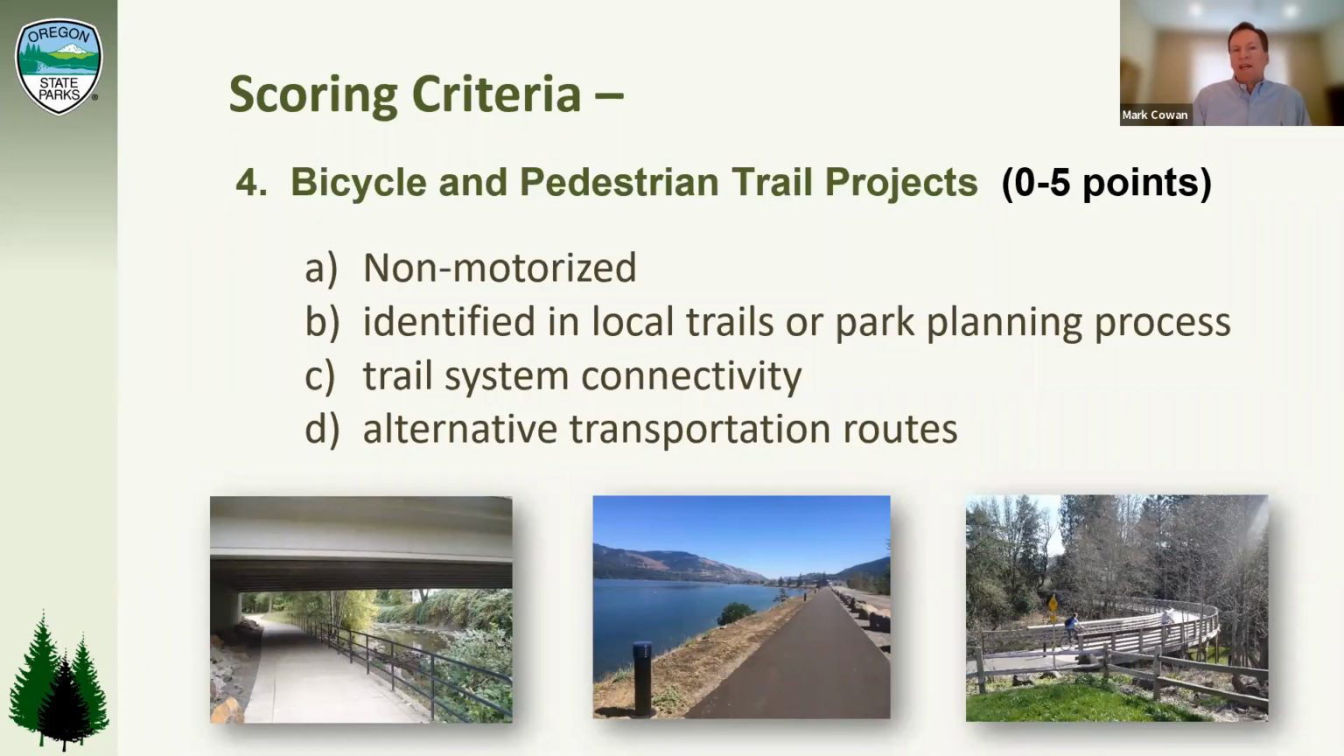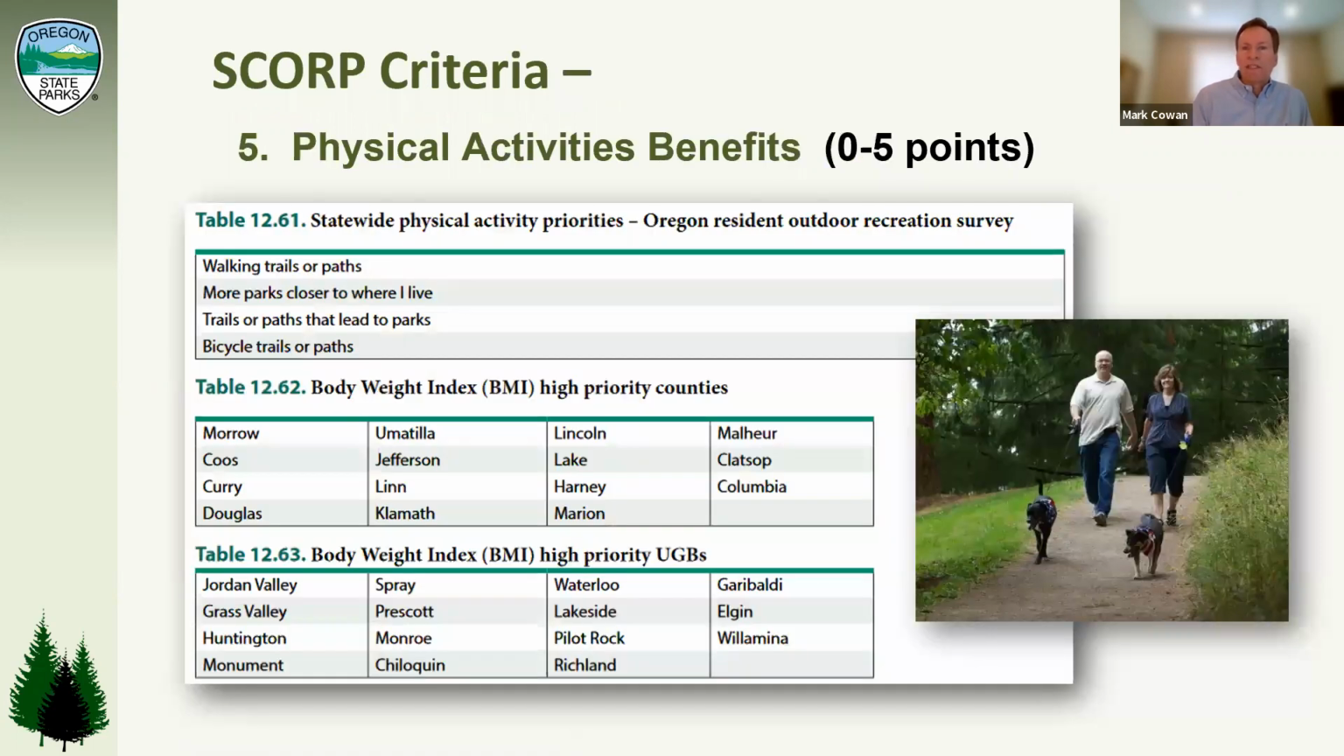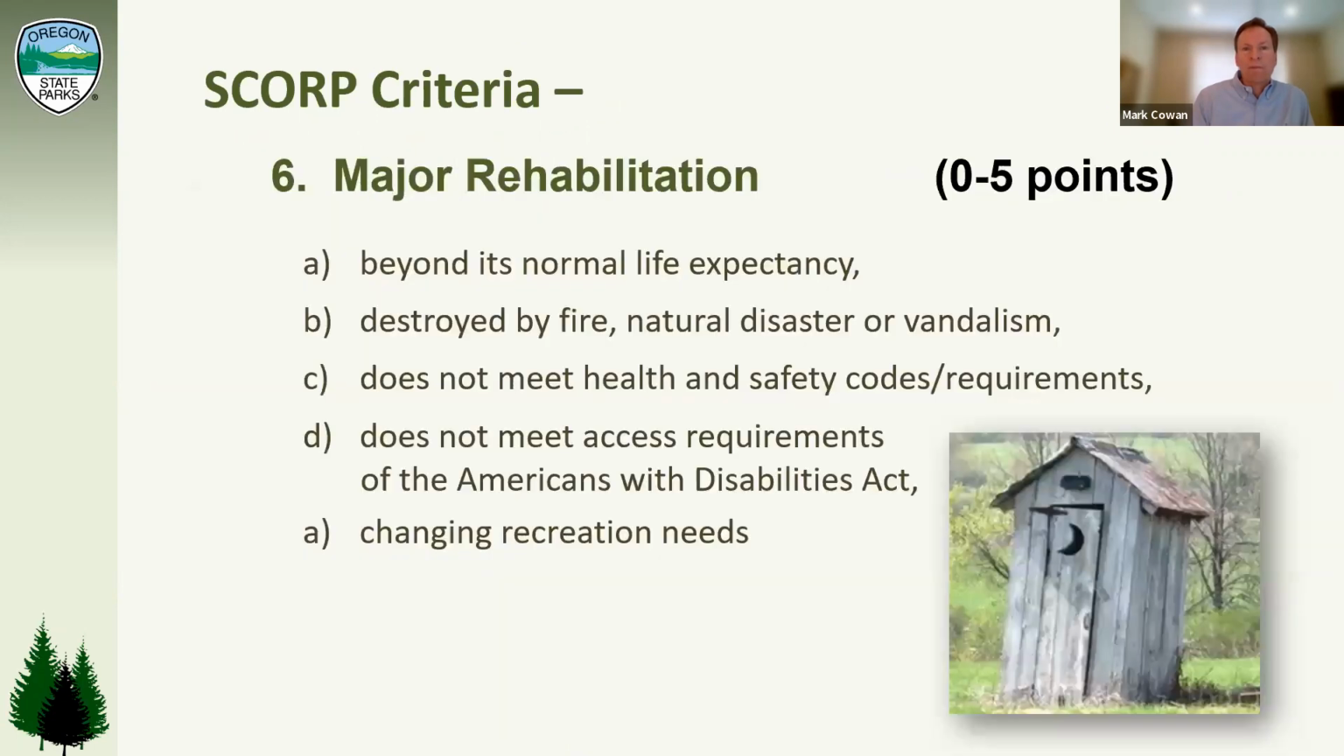Again, the application is going to ask you, does your project include any kind of bicycle or pedestrian trail projects? Or focus, I should say. Physical activity benefits will again throw you out to another one of these tables for survey data. Major rehabilitation, that's a 5-point category of its own. So if your project includes rehabilitation, you'll want to describe that.